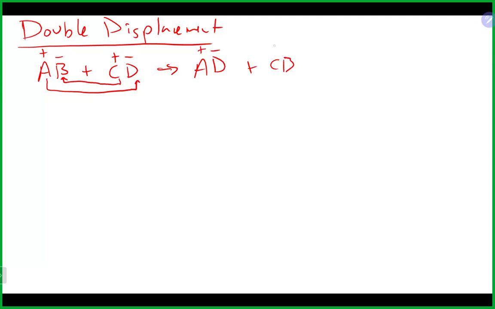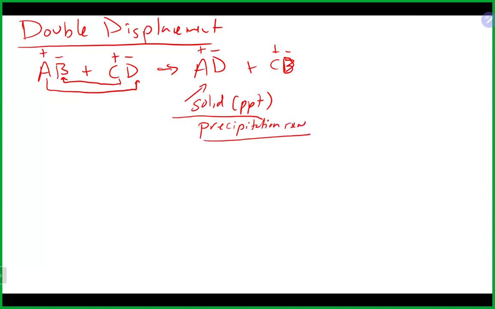And as we talked about last time, and as we saw in that experiment, in certain situations the result of those ions switching partners will be a solid being formed, or a precipitate. And that is a more specific type of double displacement reaction, which is known as a precipitation reaction.